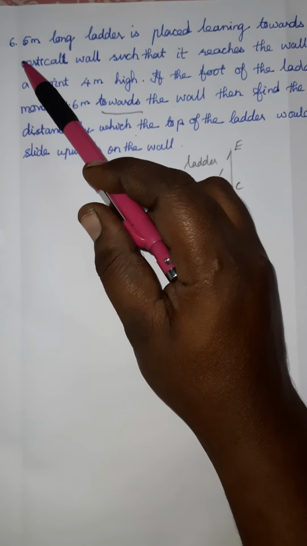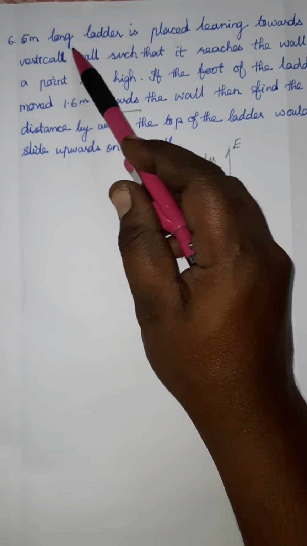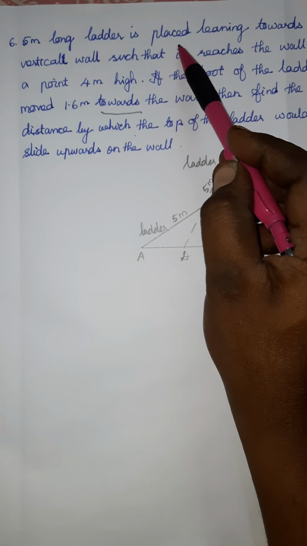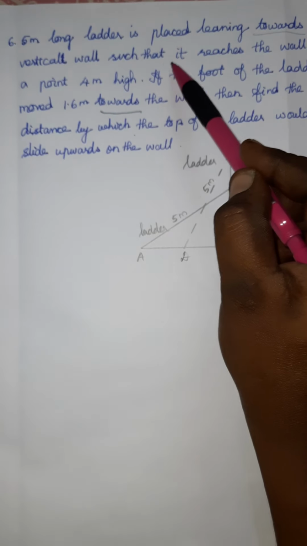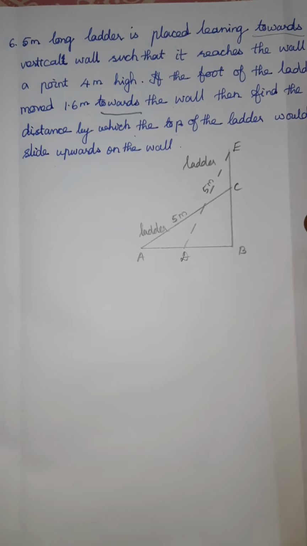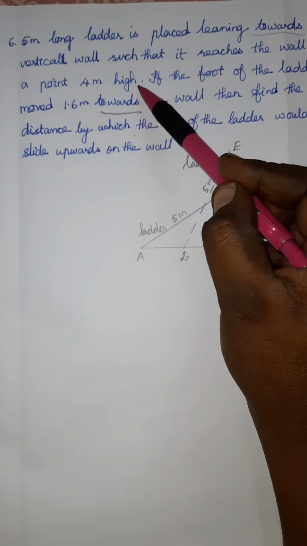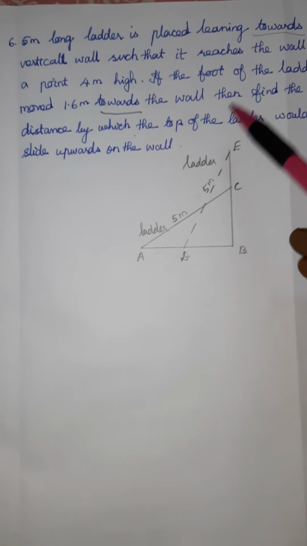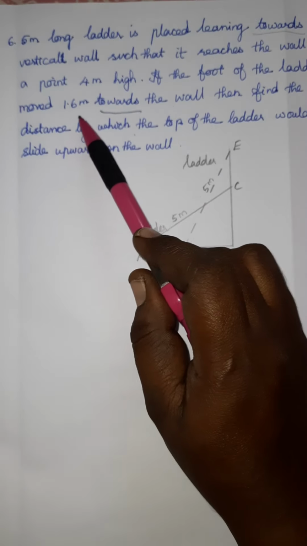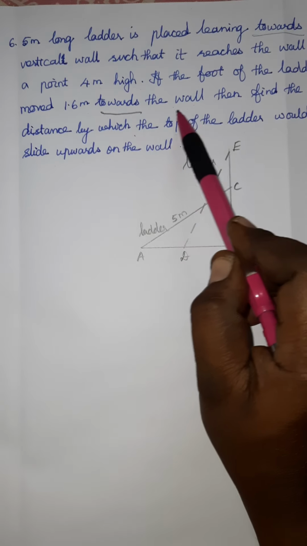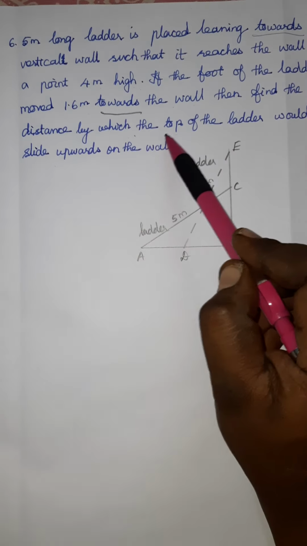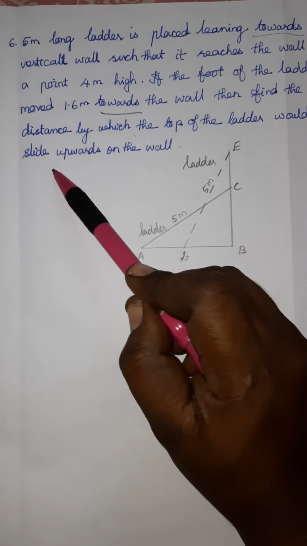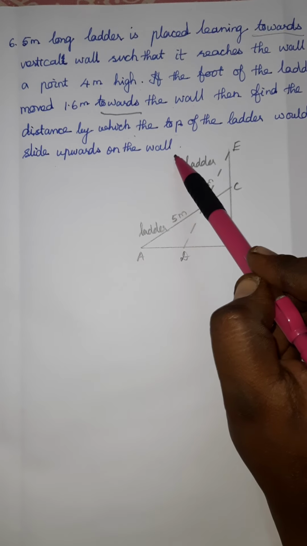Students, let us learn the sixth question. A 5-meter long ladder is placed leaning towards a vertical wall such that it reaches the wall at a point 4 meter high. If the foot of the ladder is moved 1.6 meter towards the wall, then find the distance by which the top of the ladder would slide upwards on the wall.